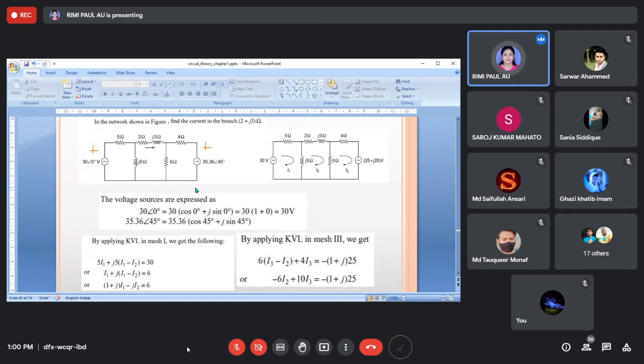Anyone from Zone 1? Just see the figure and tell me the equation I1.